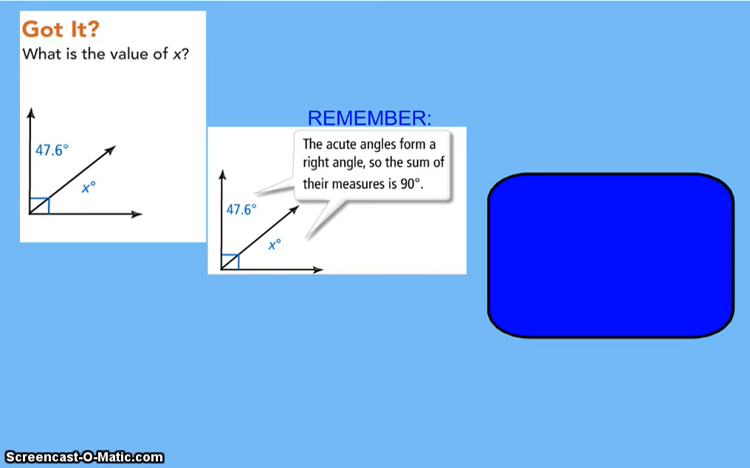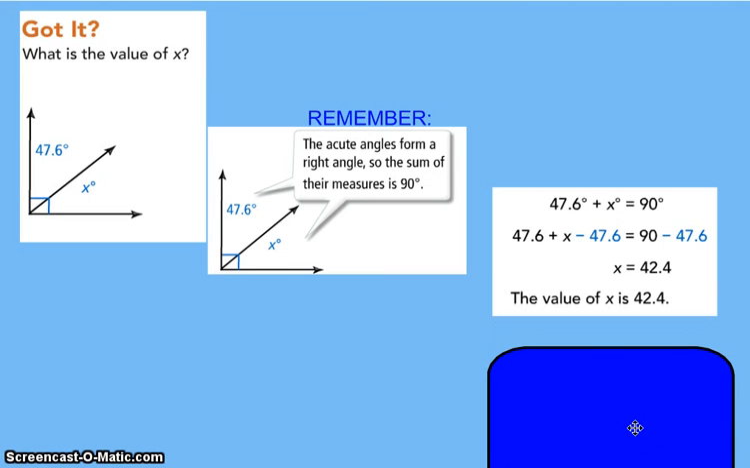What is the value of x? Again, these two angles add up to be 90 degrees. This is a little easier. You just have to do a subtraction problem to get the value of x.